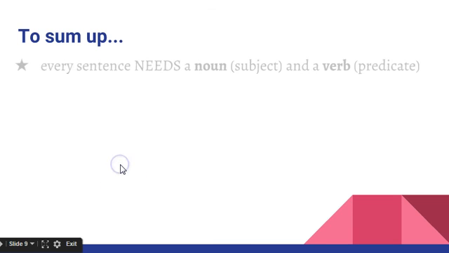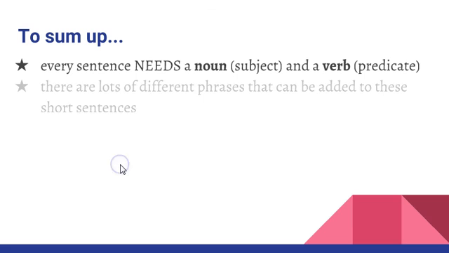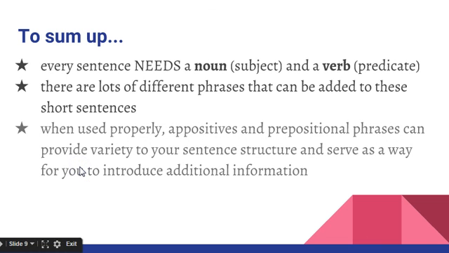So to sum it all up, every sentence has to have a subject, or a noun, and a predicate, or a verb. And there are lots of different phrases you can add to these short sentences that can make them more interesting, that can clarify information. And basically, when we use them properly, they can help us to introduce additional information that otherwise we wouldn't be able to tell to our readers. So when you're reading and when you're writing, look out for opportunities to use these and look out for opportunities to notice it in other people's writing. You'll find that they happen all the time.